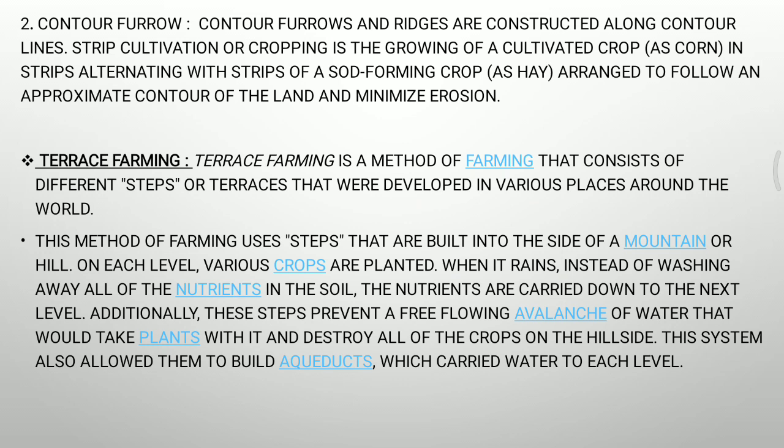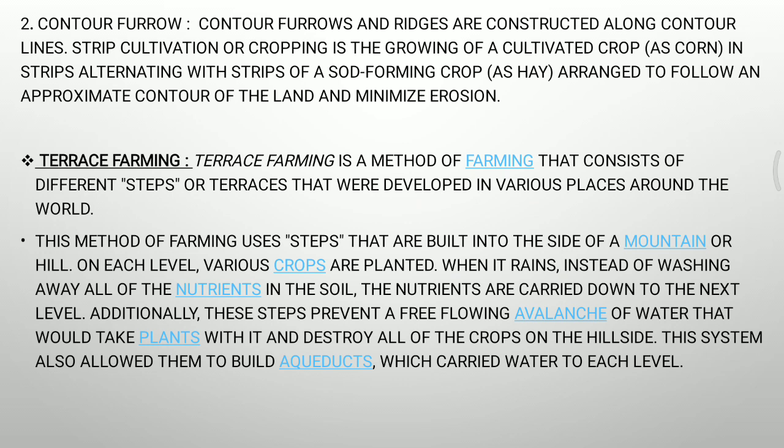Contour furrow. Contour furrow and ridges are constructed along contour line strips. Cultivators or cropping is growing of cultivated crops or corn in strips alternating with strips of sod forming crops arranged to follow an approximate contour of land and minimize erosion. So in this, ridges are mainly constructed and two types of plants are mainly grown. One can be a crop, the other can be hay. So these will be forming a furrow, and so that these will minimize the erosion and also be helpful for the formation of contour.